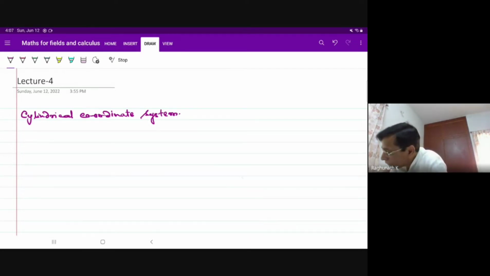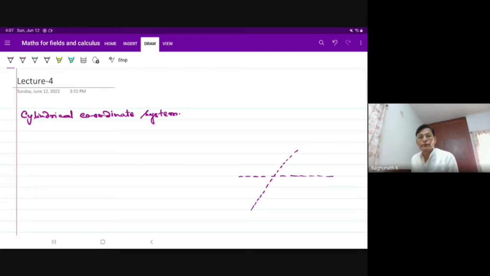In the case of the Cartesian coordinate system, we saw this. Taking this as the x-axis, taking this as the y-axis, we extended them in the z direction and created one more axis called the z-axis, thereby creating three mutually perpendicular planes: xy, yz, and zx planes.